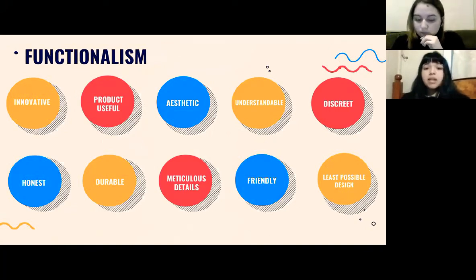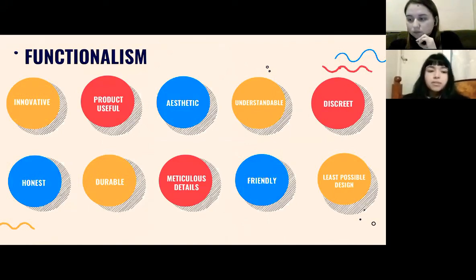Good design is discreet, is honest, is durable. Good design avoids being fashionable and therefore will never appear outdated. Unlike fashion design, good design lasts for many years, even in today's society. It is meticulous to the last detail, is environmentally friendly, and finally, good design is as little design as possible.